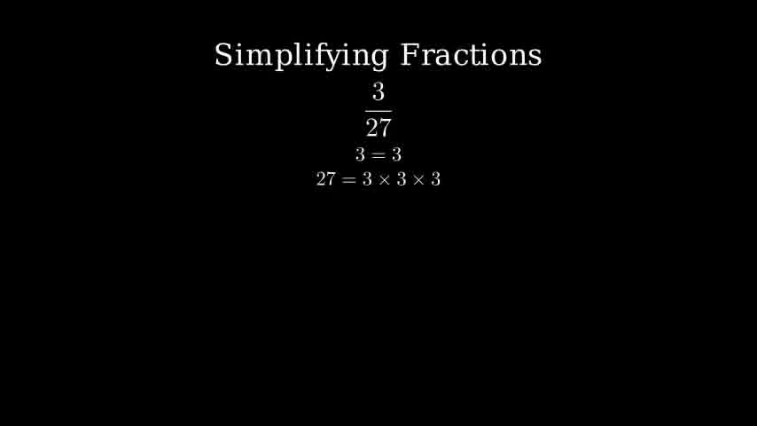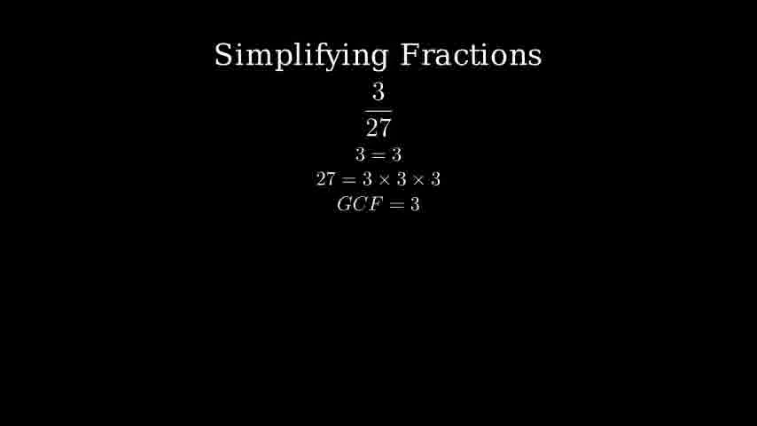Now let's identify the greatest common factor of 3 and 27. The greatest common factor is the largest factor that both numbers share, which is 3. Once we find the greatest common factor, we'll divide both the numerator and the denominator by this number.